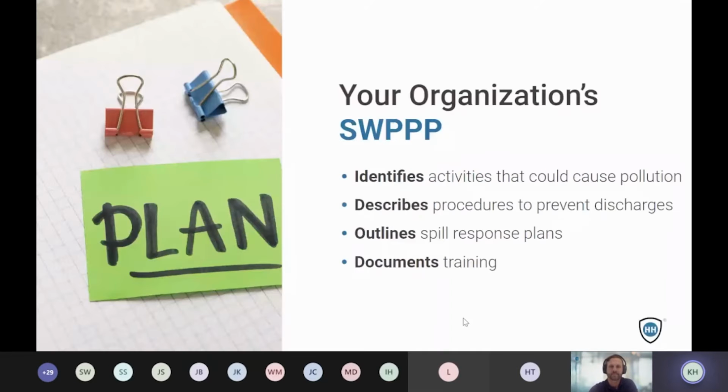So when you look at your organization's SWPPP, or Stormwater Pollution Prevention Plan, this is a document that is maintained by your organization that describes how you are going to comply with the different regulations that are set forth under the Clean Water Act. And if you look at the state and local municipality level, they have identified the pollutants that are of concern within their jurisdictions.